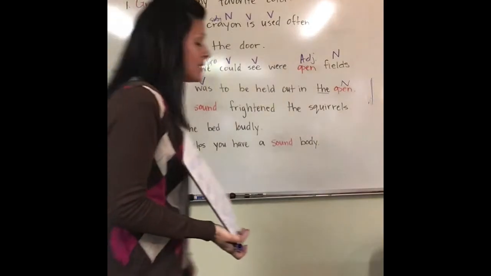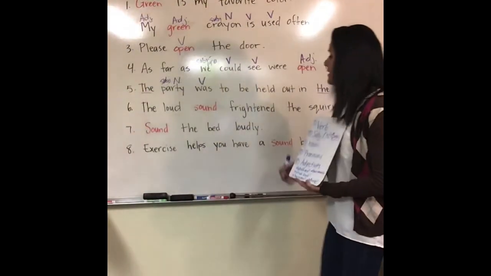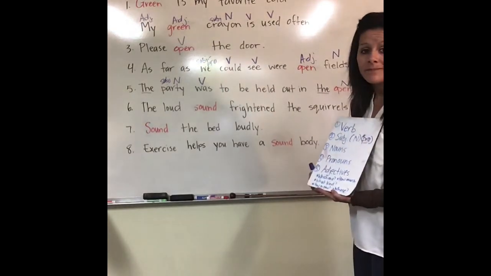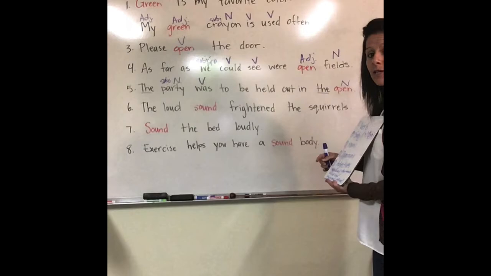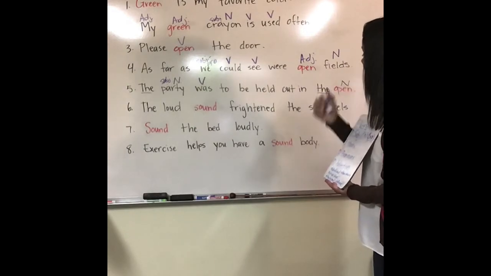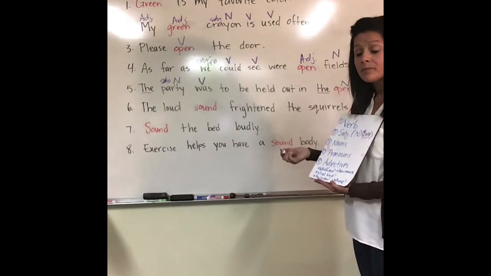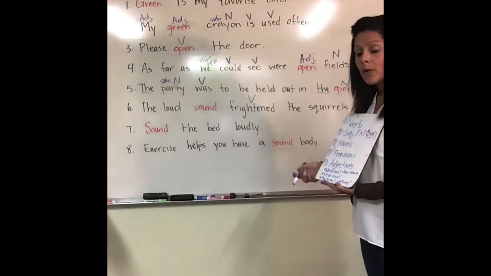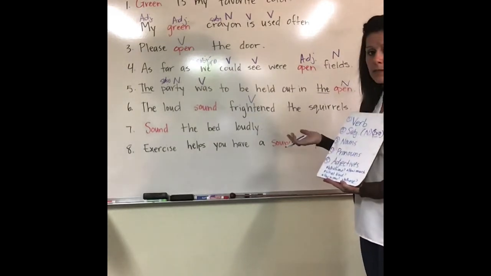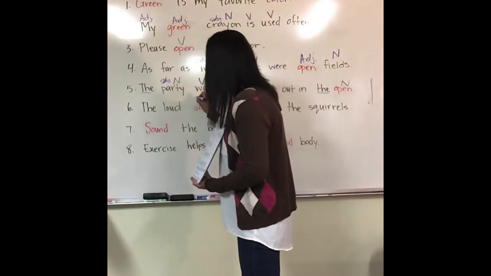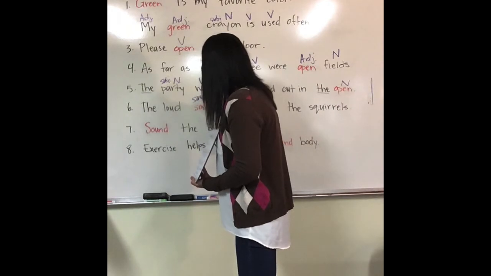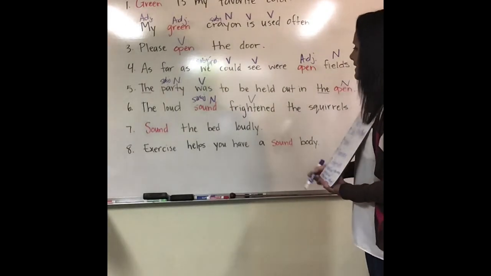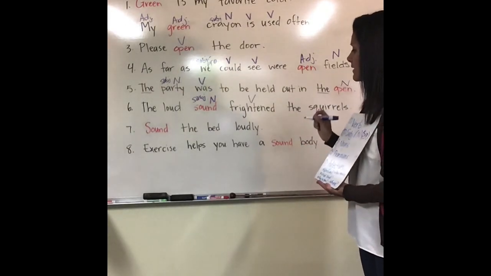Let's look at the next sentence. On this sentence, it says, the loud sound frightened the squirrels. Well, let's figure it out. What is the verb? Frightened. Very good. What's the subject? What frightened? Sound. Very good. Again, this is the subject, but we also know it's a noun. Excellent job.